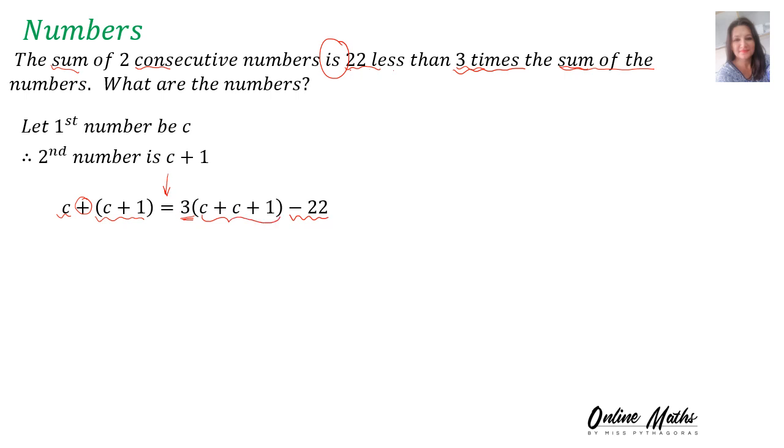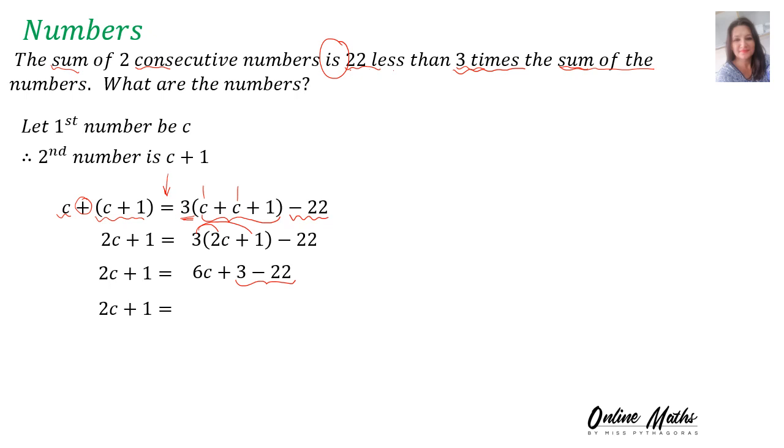There's your equation. Now we can add on the left, c plus c is 2c plus 1. And then on the right, we can say c plus c is 2c plus 1. And then we're going to multiply in the 3, and we end with 2c plus 1 is equal to 6c plus 3 minus 22. And now let's add the numbers first, and we end with 2c plus 1 is 6c minus 19. And now we can solve c.